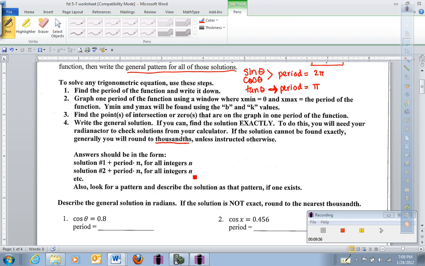The answers will be in the form of the first solution plus the period times n for all integers n, and then the second solution plus the period times n for all integers n, and so on and so on. There could be 3 solutions, 4 solutions, 5 solutions, however many solutions we have per period.